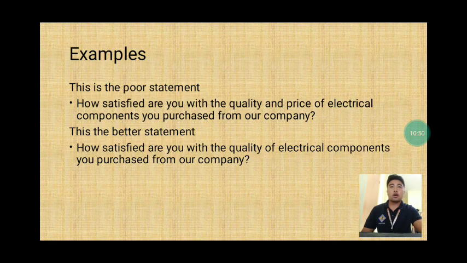This is the example of statements that should not have multiple themes. The first one is this statement: How satisfied are you with the quality and price of electrical components you purchase from our company? As you can see, there are two themes in this statement, which are quality and price. But this is the better statement: How satisfied are you with the quality of the electrical components you purchase from our company? Then next slide.